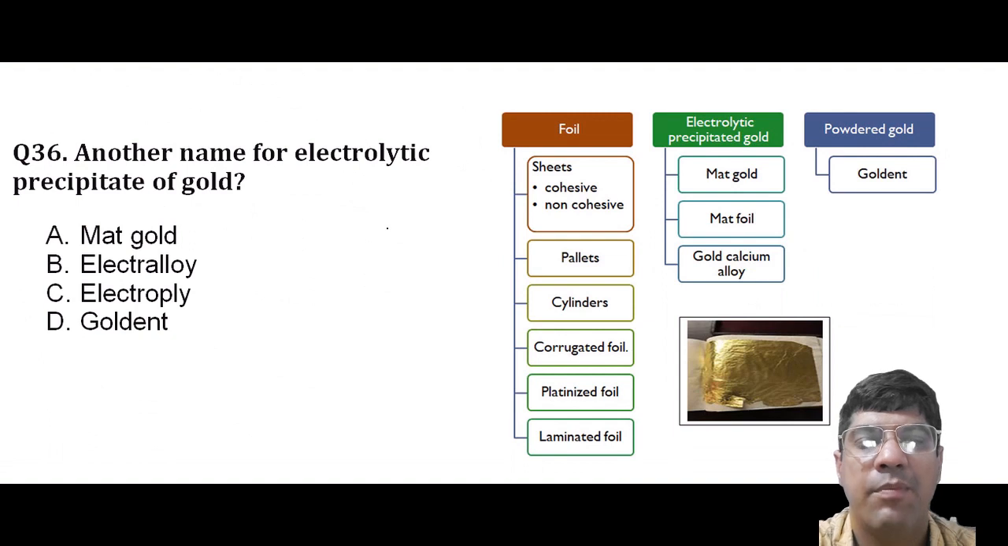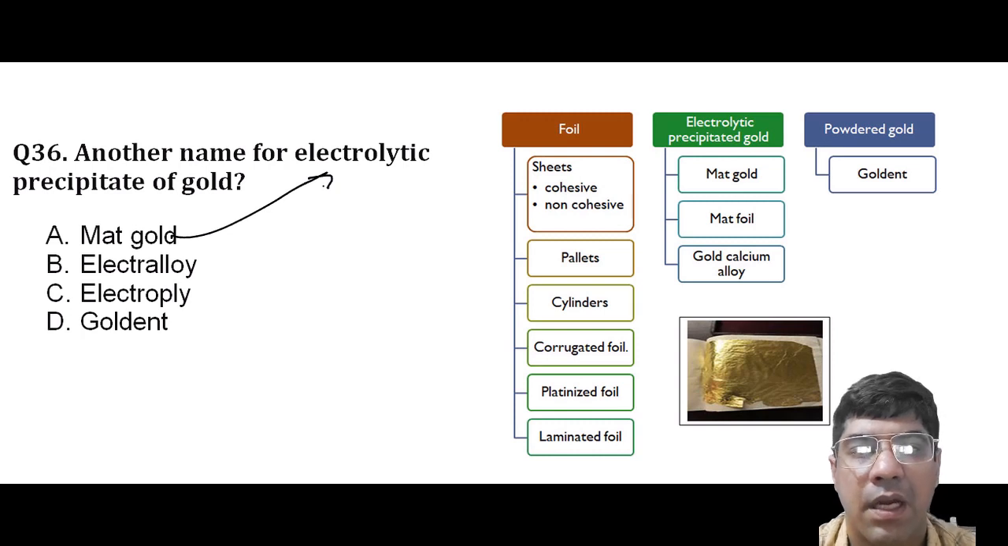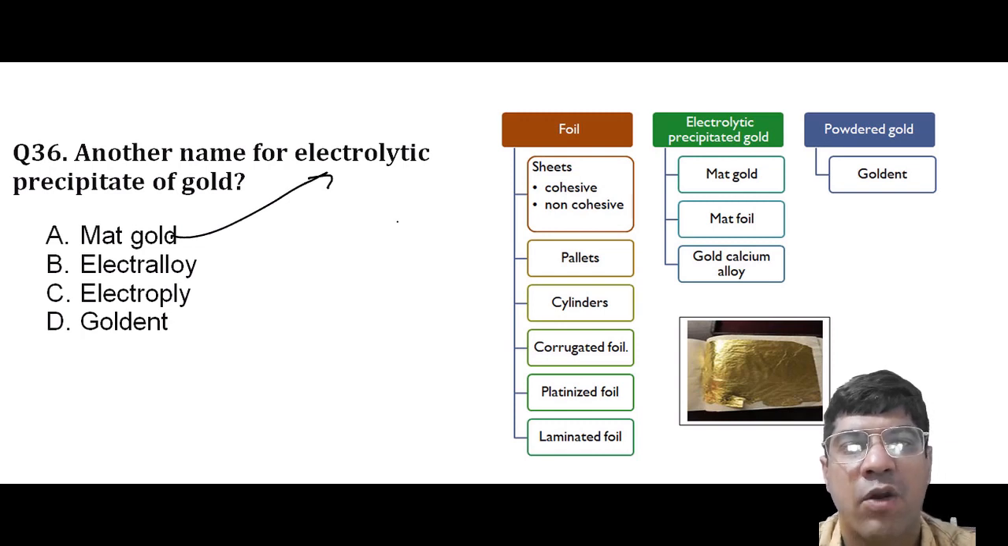Next question. Another name of electrolytic precipitate of gold is matte gold. Matte gold is the name of gold that is produced by a process known as electrolytic precipitation. So what is matte gold? Matte gold is a crystalline gold that is formed in strips. Matte gold is cohesive and can be cut by the dentist into the desired shape. Remember, it is recommended for internal building up of restoration.